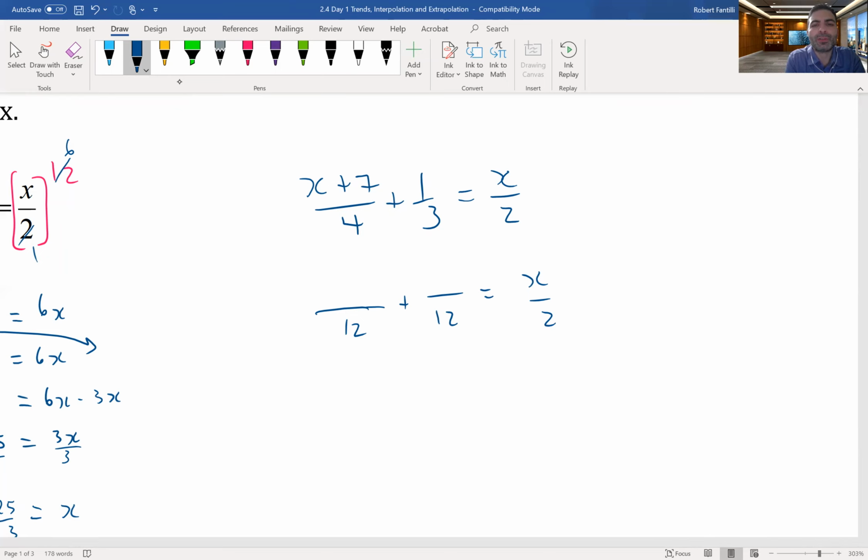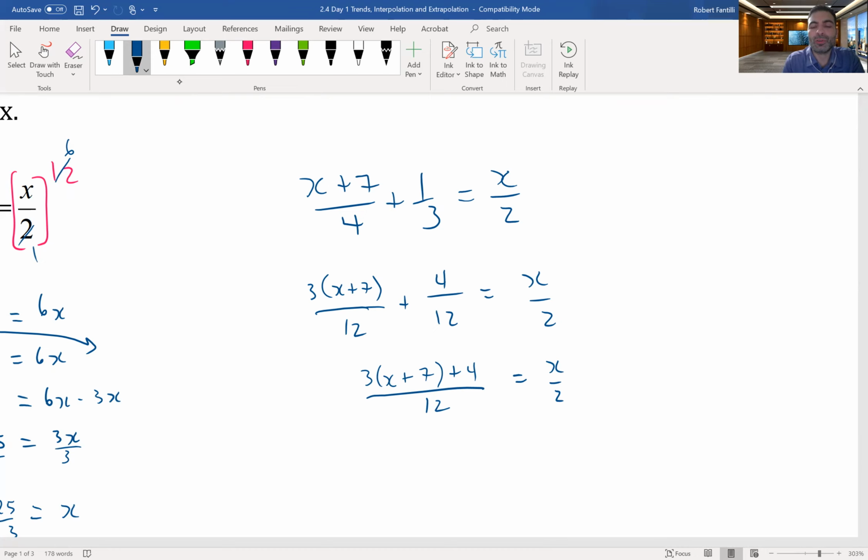So the common denominator is 12. So 4 times 3 is 12. So I have to multiply the numerator by 3. 3 times (x plus 7). And that becomes 4. Now, because they're both over 12, technically, I could just write this like this and make all of that over 12.